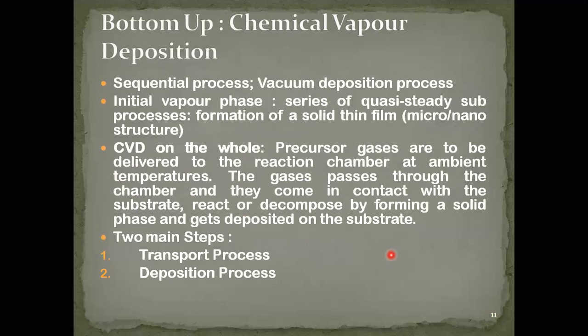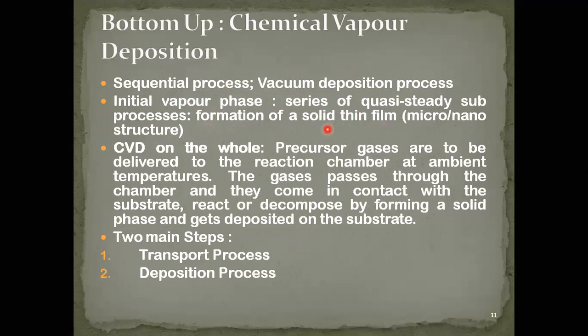So let's see the geometry of what actually happens in the vacuum deposition process. It is a sequential process. Number one, it is a vacuum deposition process. We have already discussed that it is a vacuum-related process, and hence we get high purity. Sequential process means first it will be in the vapor phase. Next, some sub-processes will happen, which we'll discuss. Then the formation of the solid thin film. So vapor phase, then the sub-processes, then the solid film will be formed.